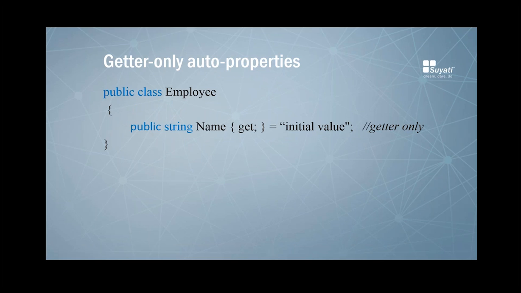The next feature is getter-only auto properties. It is a new concept to set the value of a property during the property declaration. Here we can set the default value of a read-only property. It means the properties can be made read-only by removing the setter access. Here we can see the example. There is a class called Employee and there is a property Name, and here we only use the get accessor and we are initializing a string value for the Name.